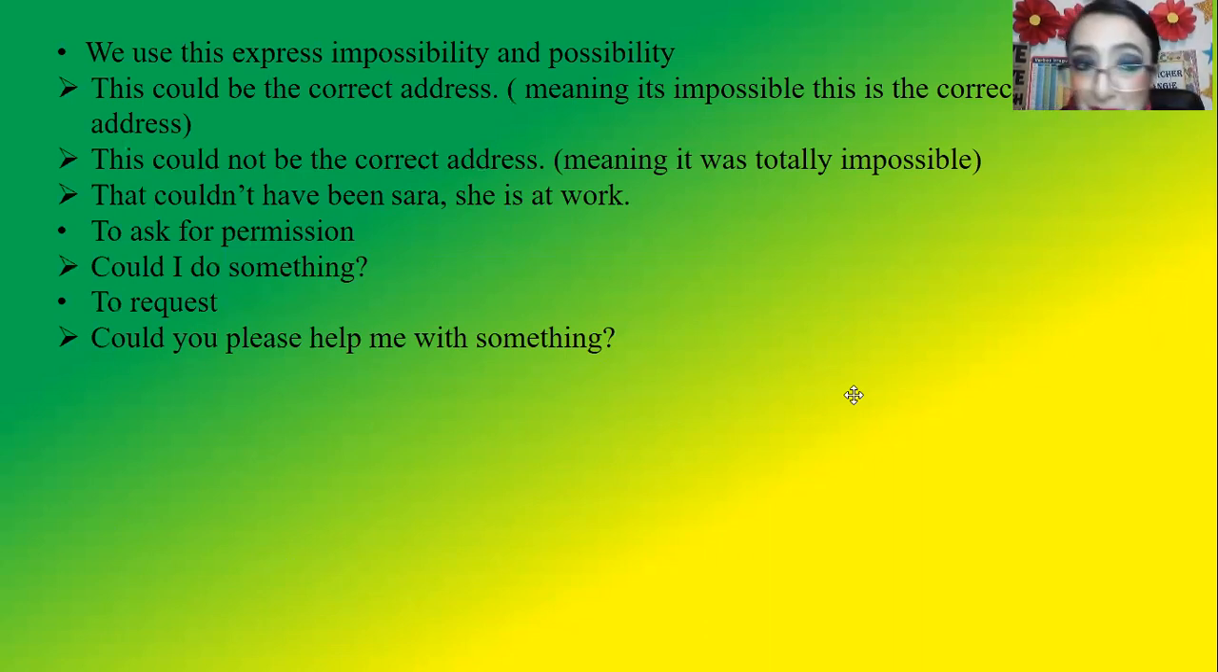Or also for permissions. Acuérdate que para pedir permisos y sonar más educado usas el could. Could I do something? ¿Podría hacer algo? Could I go to the toilet? ¿Podría ir al baño? O si quieres solicitar algo también. Could you please help me with something? ¿Podrías, por favor, ayudarme con algo? Acuérdate que el could, siempre y cuando no esté como el pasado del verbo can, es para posibilidades, para verte educado o educada cuando solicitas o pides algo, o para decir, esto es posible o esto no podría ser.